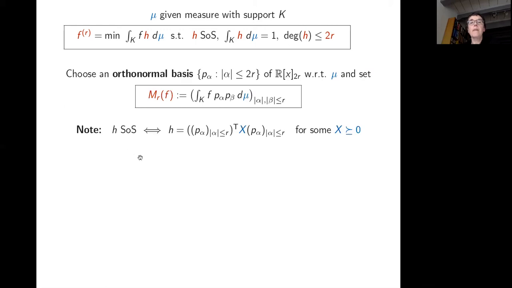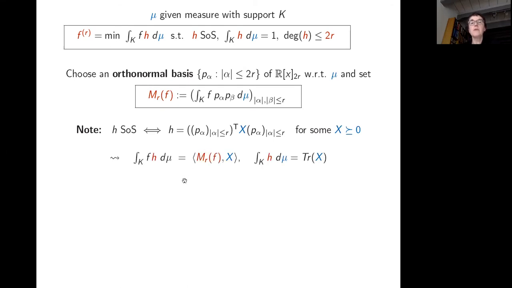So the first simple observation is that a polynomial h is a sum of squares if and only if you can write it in this way. This is the Gram matrix method, which I recalled at the very beginning of the lecture. At the beginning, I was expressing my polynomial in the monomial basis, but of course you can pick any other basis to apply the method. And here we pick the orthonormal basis instead of the monomial basis.